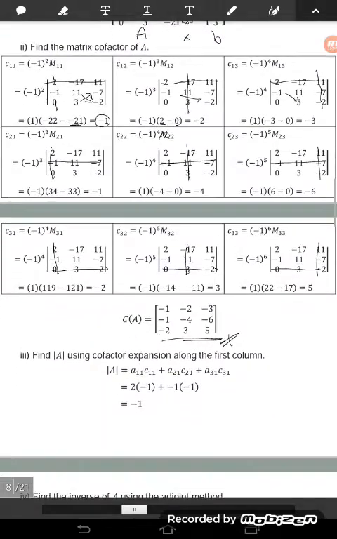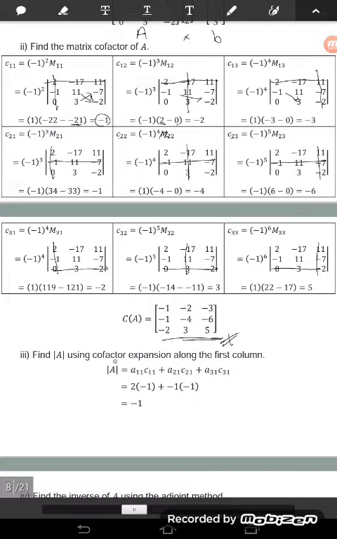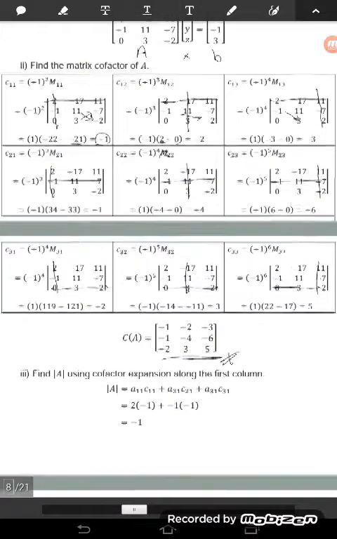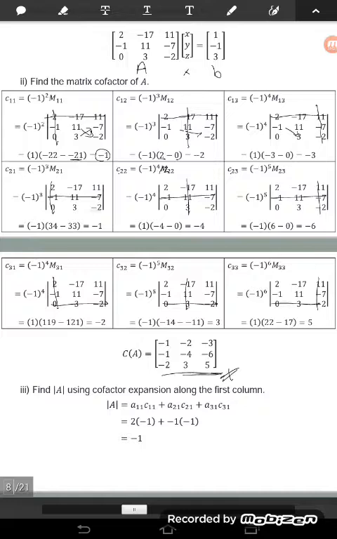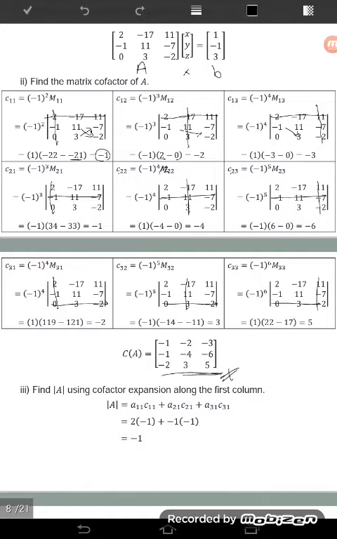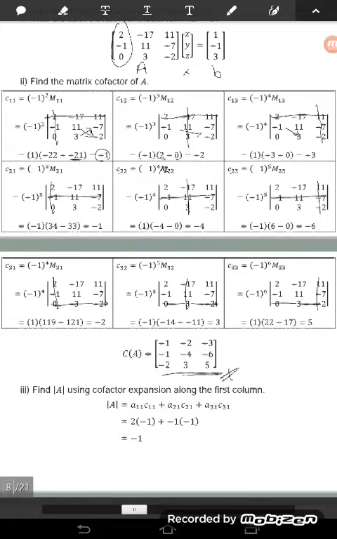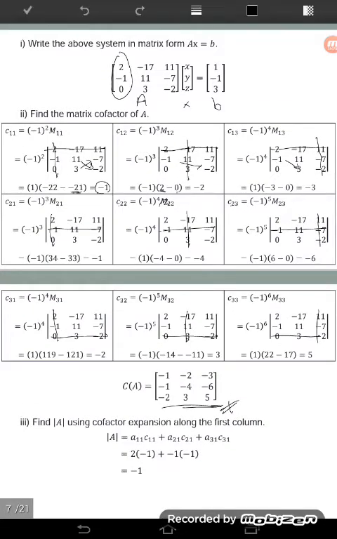Okay, so next, number 3. Find the determinant of A using cofactor expansion along the first column. Okay, so yang ni dia dah bagi tahu dia nak gunakan kolom yang pertama. Okay, so first column, so we have here 2, negative 1, 0. Therefore, for the third one, this one, 0, we didn't calculate lah. So tak payah kira lah yang untuk 0 ni.